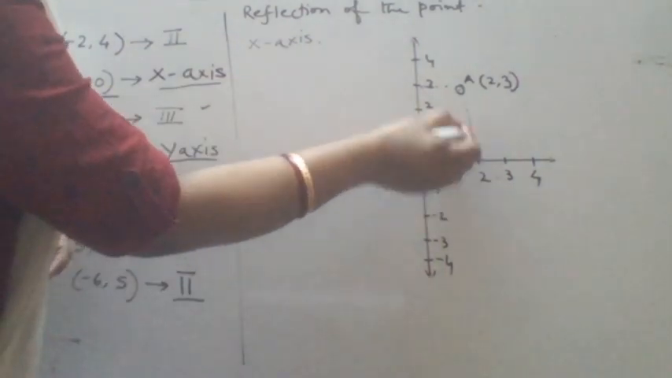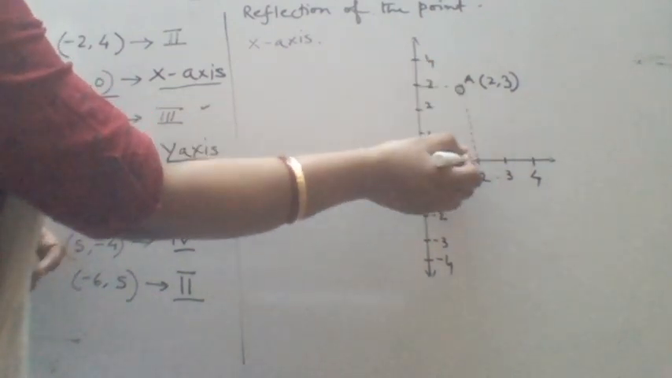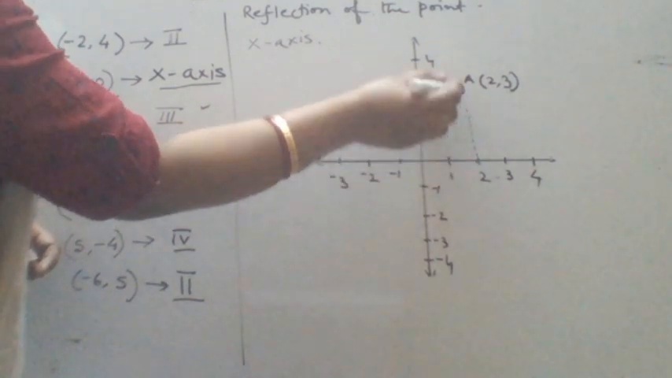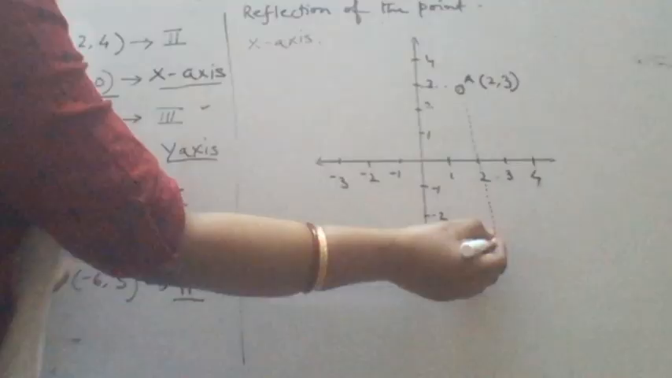So this point is 3 units from the mirror, from the x-axis. The x-axis is acting as the mirror. So this point is 3 units from the x-axis, and the image will also be 3 units.